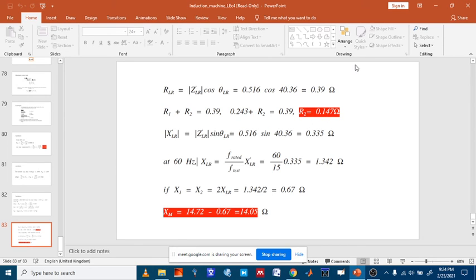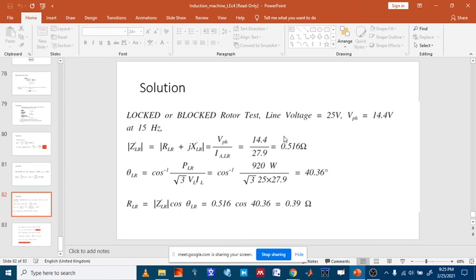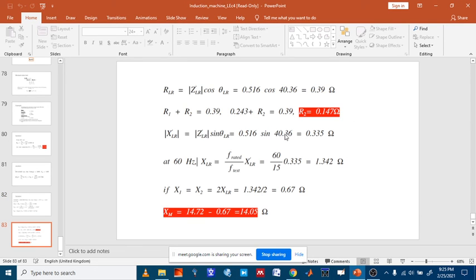Let's move on to X prime LR, which is the imaginary part. It will be equal to ZLR sine theta LR. ZLR was given to be 0.516, and the theta was given to be 40.36. Sine theta, and you get X prime LR to be this.